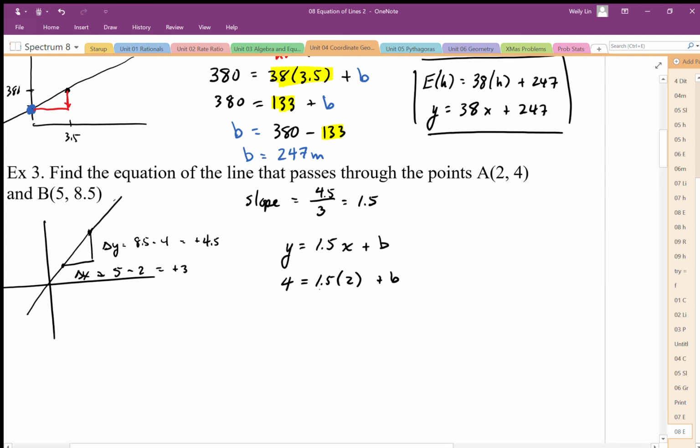So when I plug it in, those points on the graph must fit back into the equation. So I end up with 4 equals 3 plus b. When I solve for b, b equals 1. My drawing's not super accurate, but it looks like it's above the x-axis. So my line becomes y equals a slope of 1.5 times x plus a y-intercept of 1. There is my equation of a line.